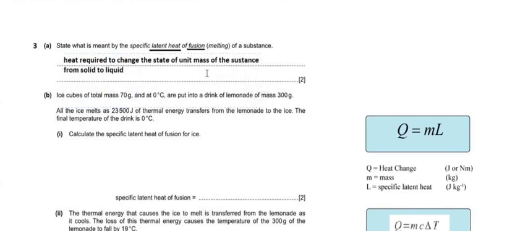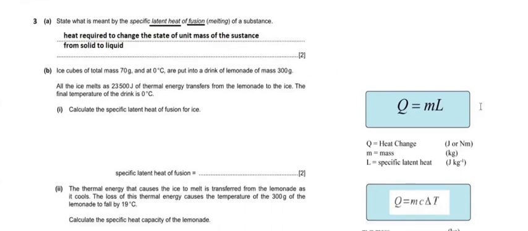Unit mass you can write down also as 1 kg or 1 gram. So it is the heat required if you have 1 kg of the mass or 1 gram of the mass, and if you want to change it from solid to liquid or liquid to solid, then the amount of heat required is the latent heat of the fusion.